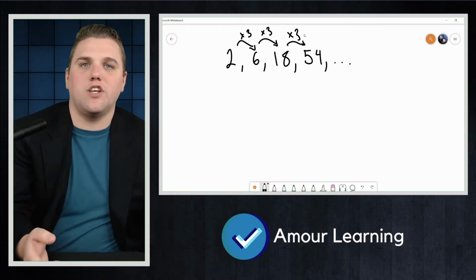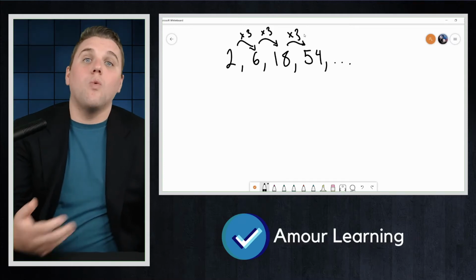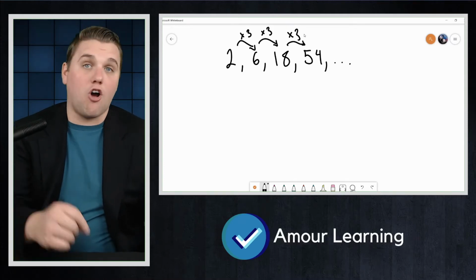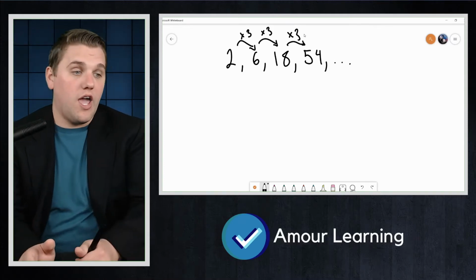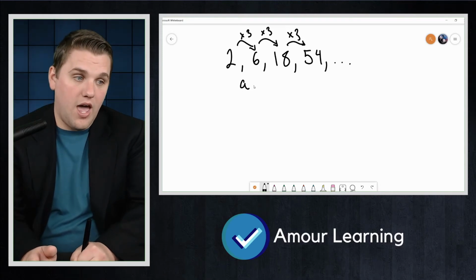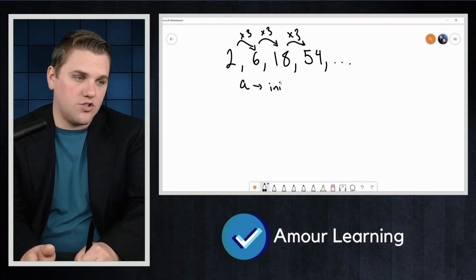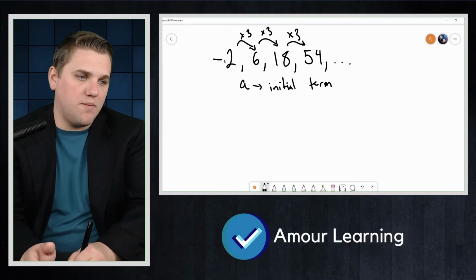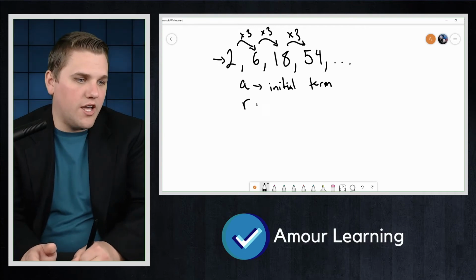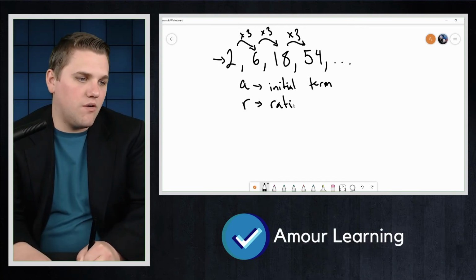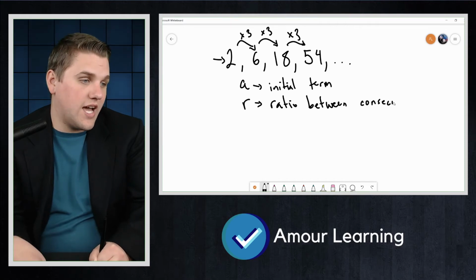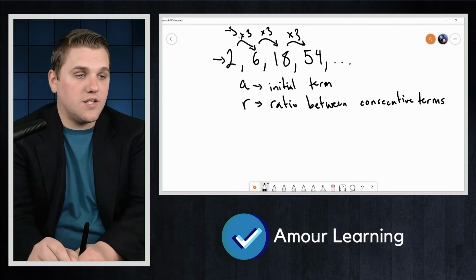The recursive definition for the geometric sequence with initial term A and common ratio R, and I'll write that out too for you. A is the initial term, so in that instance, A would be 2. And then R is the ratio between consecutive terms, so that would be 3 in this instance.